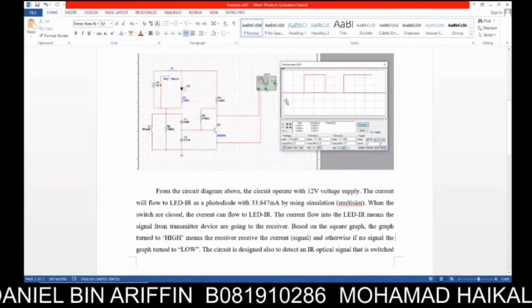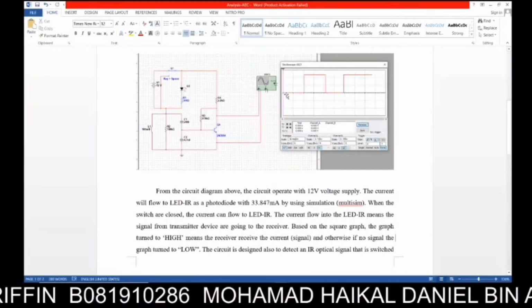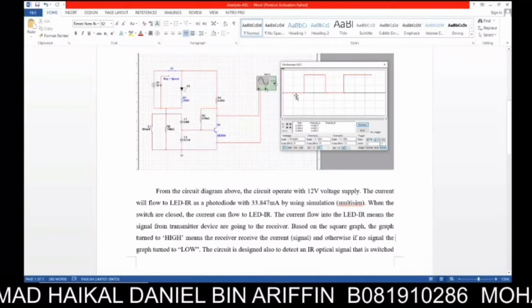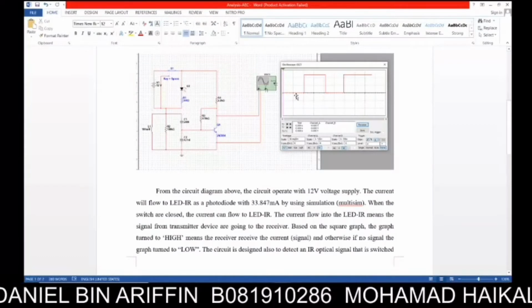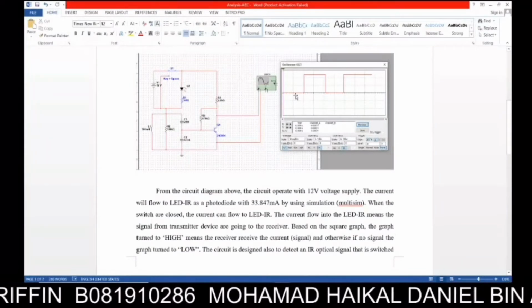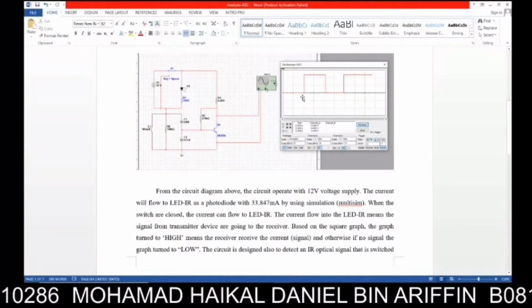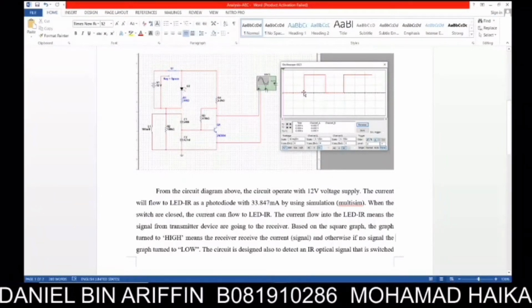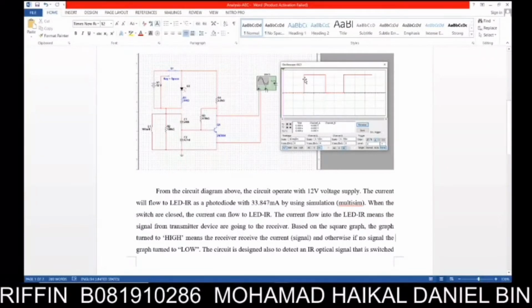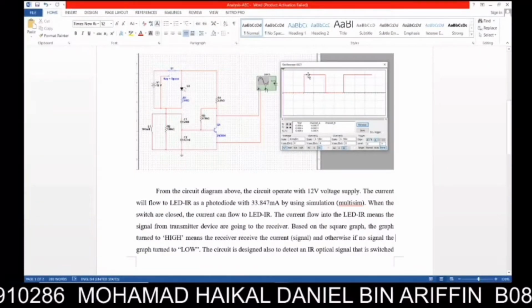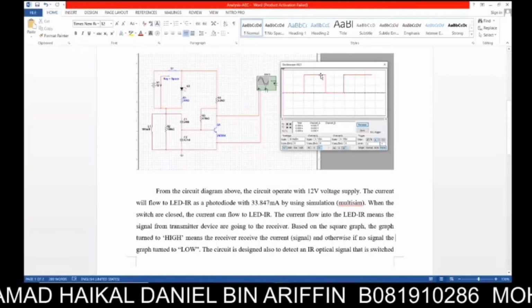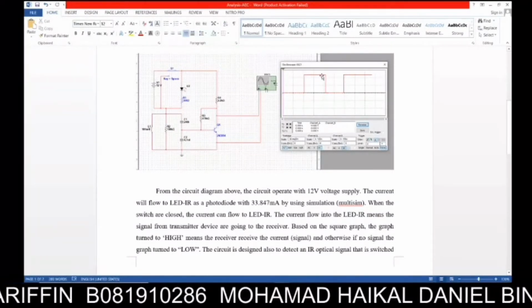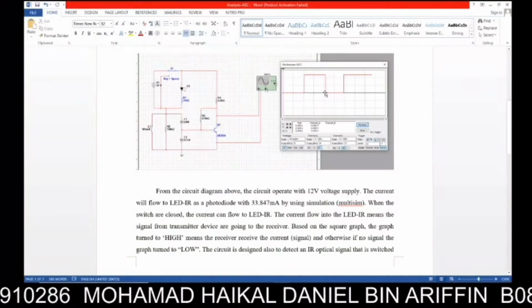When the user presses the button, at this condition it is 0 or low. When the user presses the button, the signal will be received by the receiver, and here it becomes high. And when the signal is no longer received by the receiver, it becomes low.